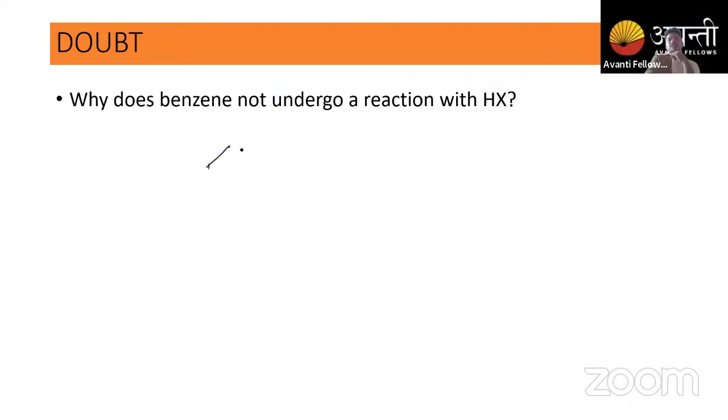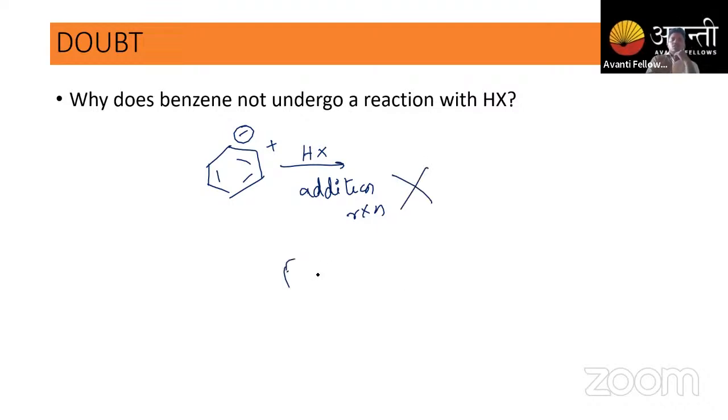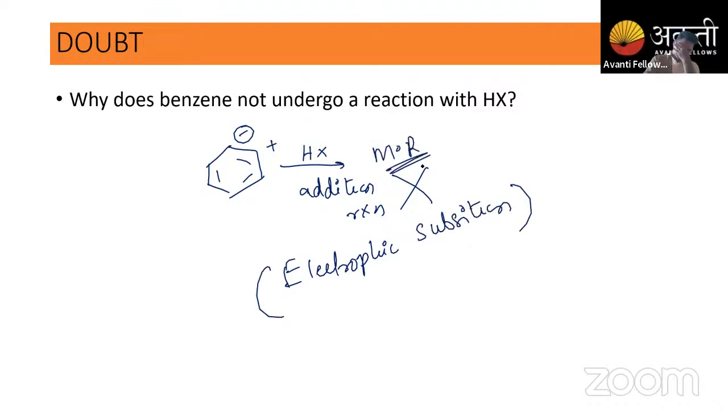Pretty simple. Benzene will never undergo addition reaction, because this addition reaction will only take place if there is a formation of positive charge and negative charge. But it is highly impossible to form a positive charge and negative charge inside a benzene. So that is why benzene will not undergo addition reaction. It will only undergo electrophilic substitution, but there is no addition reaction. So that means Markovnikov rule will not be possible because there is no chance of forming positive charge and negative charge inside the benzene.